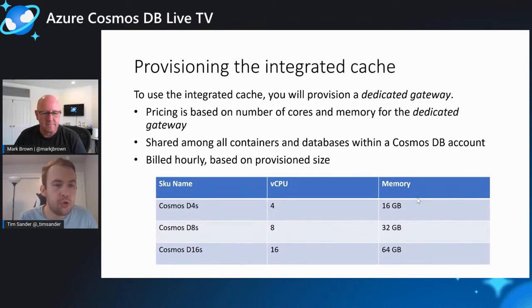Now, to use the integrated cache, you're first going to provision a dedicated gateway. You want to think of the dedicated gateway as compute that's server-side and dedicated to you. This gateway, as the name suggests, is a gateway for routing requests and caching data that's dedicated specifically to your Cosmos DB account. The dedicated gateway is optional to provision, right? You don't have to provision it. But if you do, we'll give you a new connection string that's compatible with the dedicated gateway. And on that dedicated gateway, you'll have an instance of the integrated cache automatically provisioned for you to use.